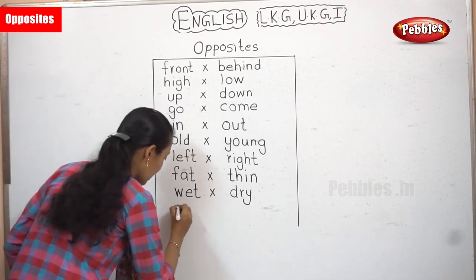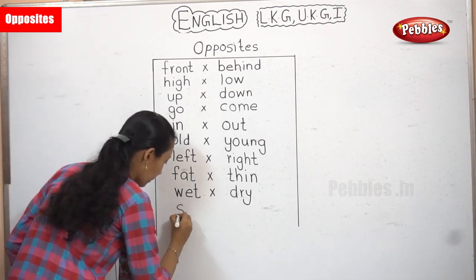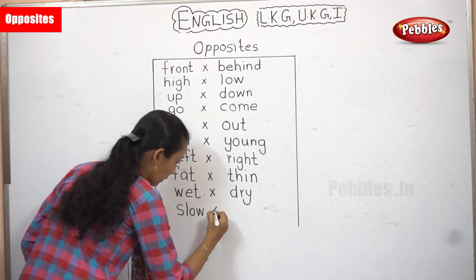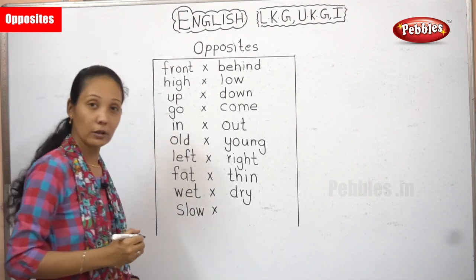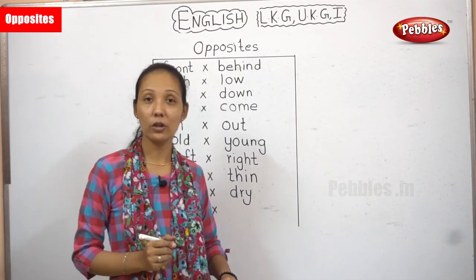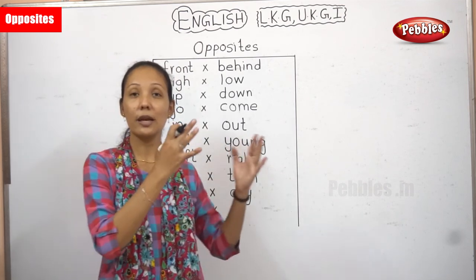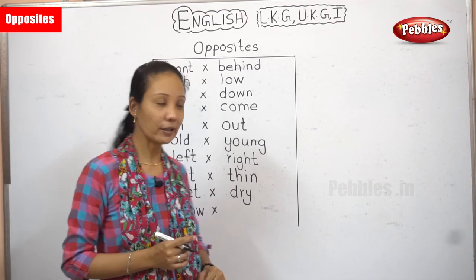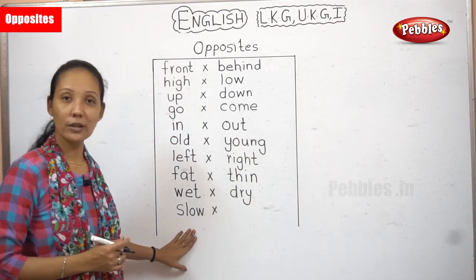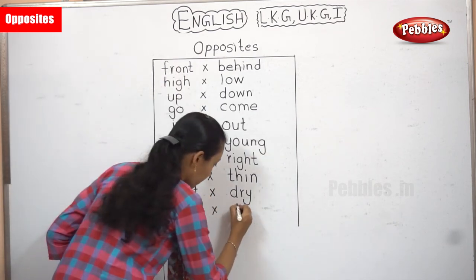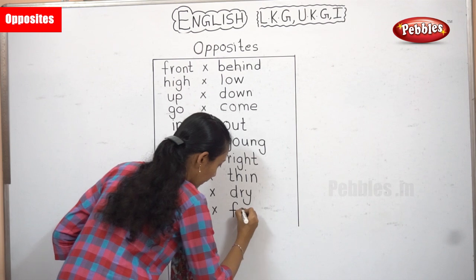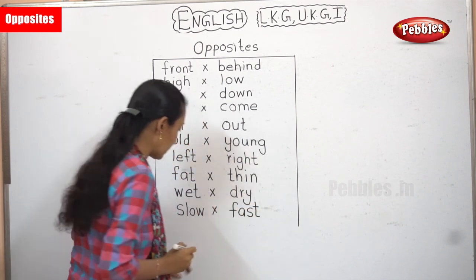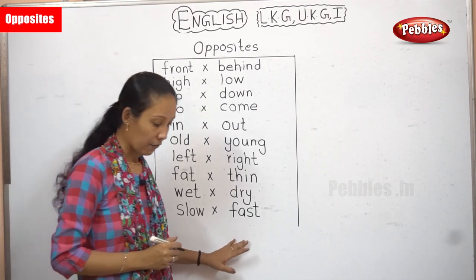Now slow. Now when you ride your cycle, when you go slow, what can be the opposite of that word slow? Yes, you go fast, right? So the opposite for slow is fast. The next one is fast.